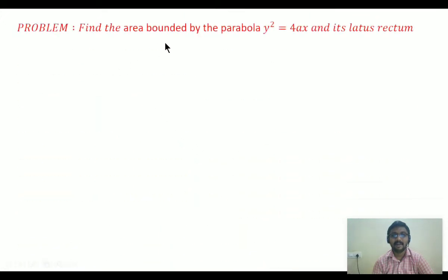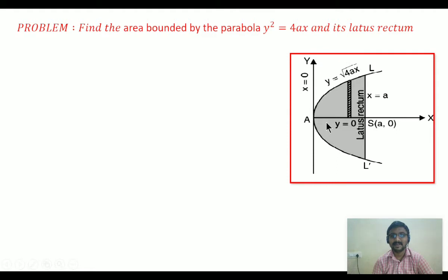Problem. Find the area bounded by the parabola y square equal to 4ax and its latus rectum. So it is the rough sketch of the region. It is the parabola y square equal to 4ax, symmetrical about the x-axis and passing through the origin. The y-axis is tangent at the origin. So it is the parabola y square equal to 4ax, or y equal to root of 4ax.